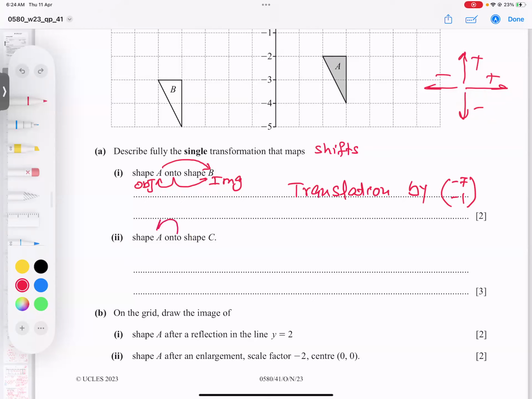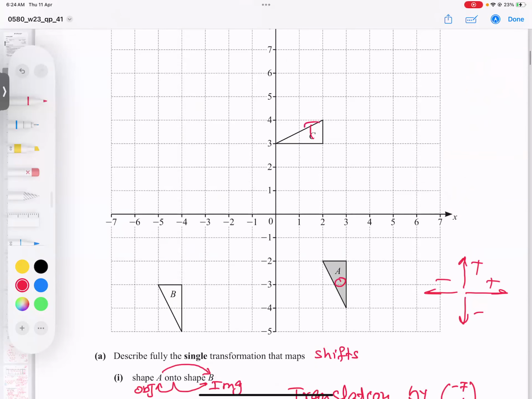Now he's asking the next part: shape A onto shape C. And you know, before "onto" is called the object, after "onto" is called the image. So A is shifting onto C. So this is the object and this is the image. Make sure this is going there, not this one coming here. Now naturally, this shorter side is this shorter side. It means this is not a translation. It's 100% rotation. Even in reflection, it reflects but it will not rotate. So this remains like that only. So this is not reflection, this is 100% rotation.